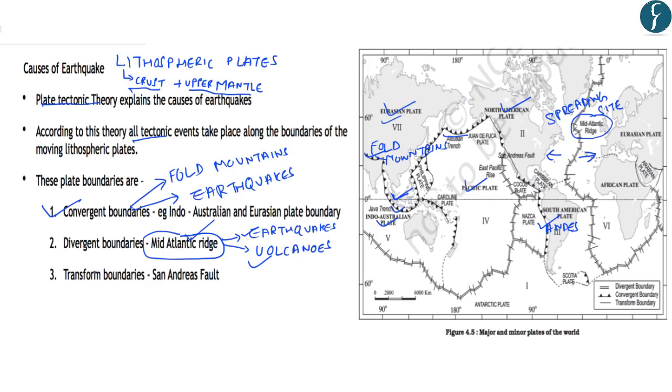Further, the third type of boundary is the transform boundary. And a prominent example of transform boundary is the San Andreas Fault in United States of America. So at transform boundaries, neither the plates converge nor do they diverge. They simply slide against each other. So this sliding movement can be shown by the arrows. So these are sliding against each other. Neither are they converging nor diverging. And these locations are also associated with earthquakes. However, no volcanic activity and mountain building activity is associated with the transform boundaries. So these points should be kept in mind.